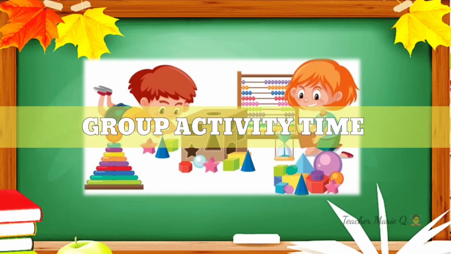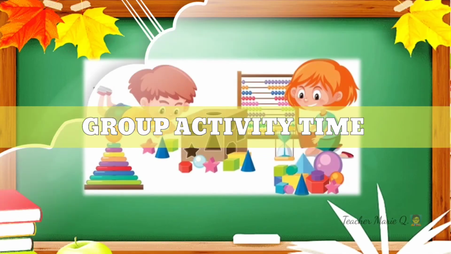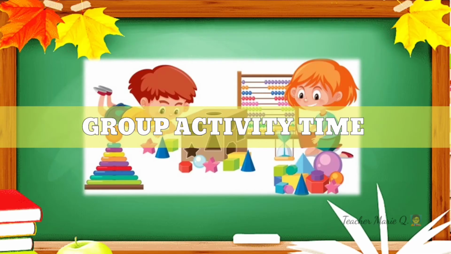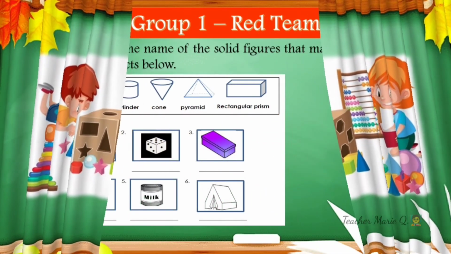Group activity time. In this activity, you will be grouped into 3. The red team, yellow team, and the blue team. Since we are now in a pandemic or new normal class setting, to find where your group is, I include your first name beside each activity. You can answer this immediately using your learning activity sheet. Good luck, learners!